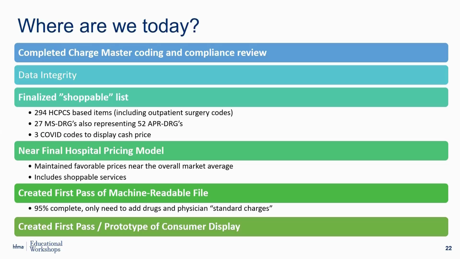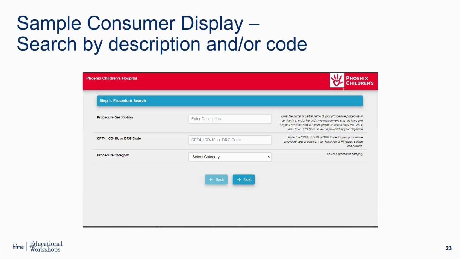Because we have most of the data pulled together in the machine readable file and have finalized our shoppable list, Panacea was able to also do a first pass on our consumer display. The next few slides are mocked up samples of what that tool looks like. This is just a sample of the consumer display that is being built out.